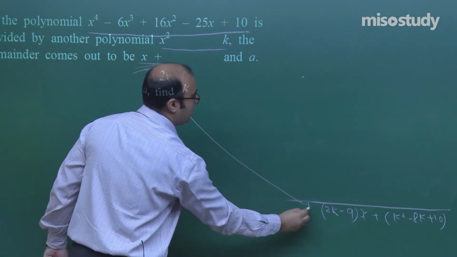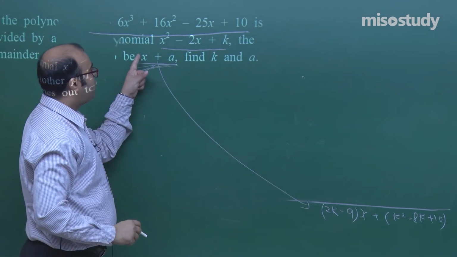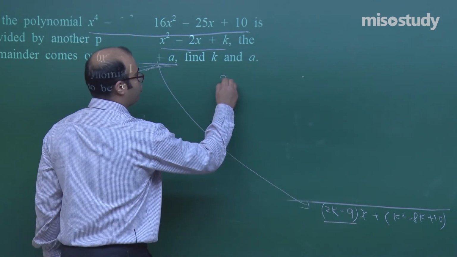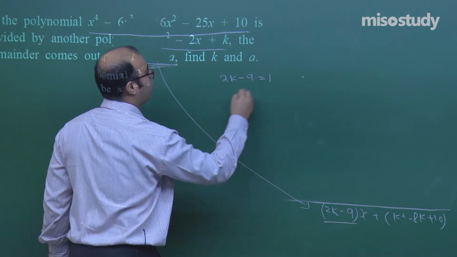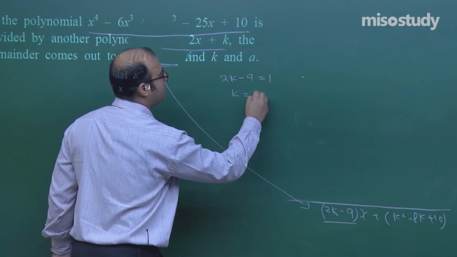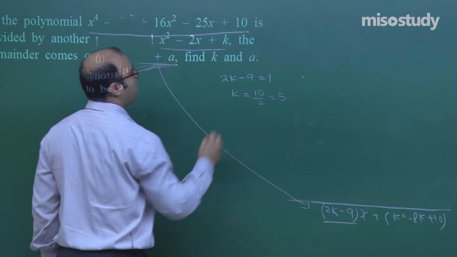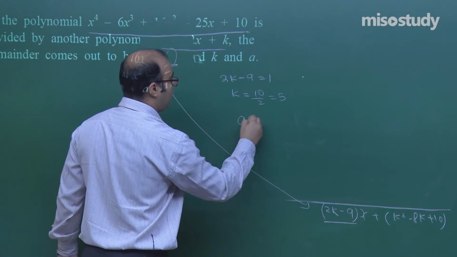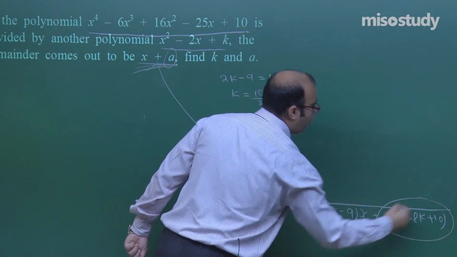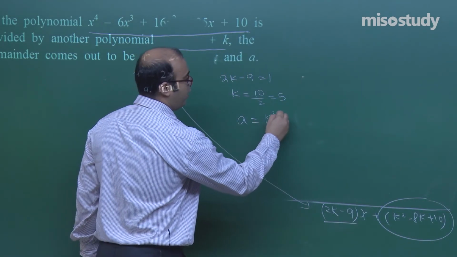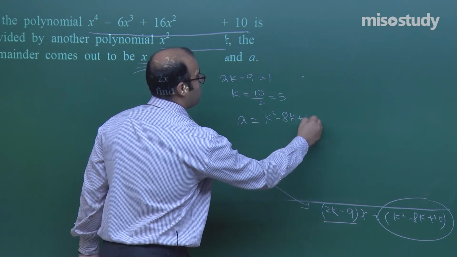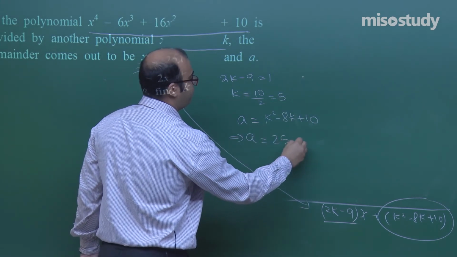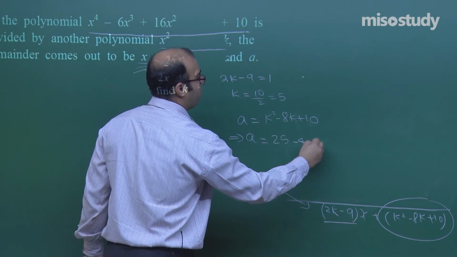So, both of these are equal, which means the coefficient of x is 1. So, the coefficient of x here should also be 1. So, 2k minus 9 should be equal to 1, which means k is equal to 1 plus 9, 10 by 2, that is 5. This is how we get the value of k. The constant is a, and the constant a is equal to this constant part here. So, this is k square minus 8k plus 10. This implies a is equal to, k is 5, this is 25 minus 40 plus 10.